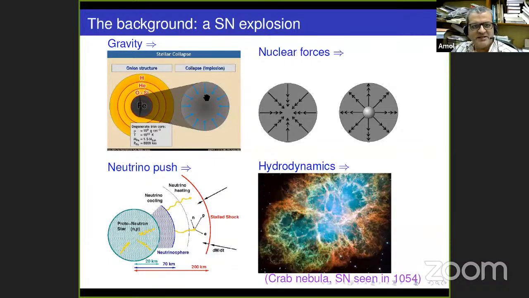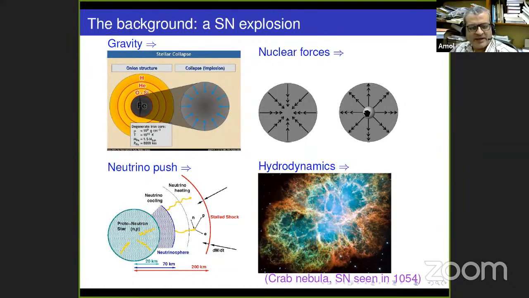That means that the density increases by a huge amount and reaches almost nuclear densities, at which time the strong nuclear forces come into play, which, as we know, are repulsive at very, very short distances. And as a result of that repulsion, this implosion converts into an explosion. And the matter which is infalling now is thrown out with a very large speed.